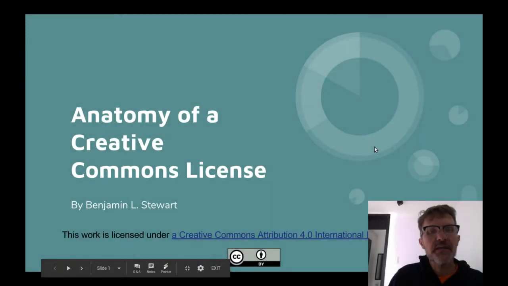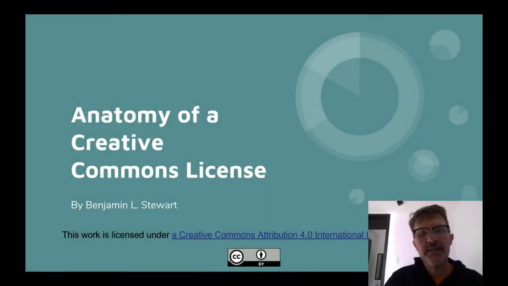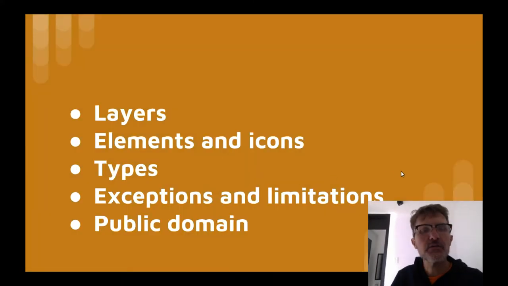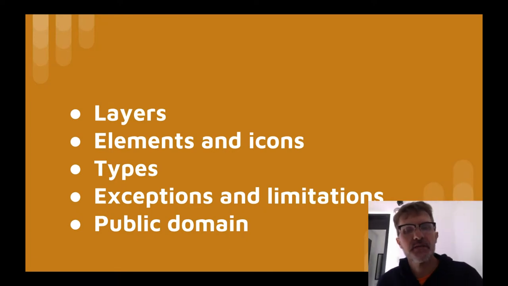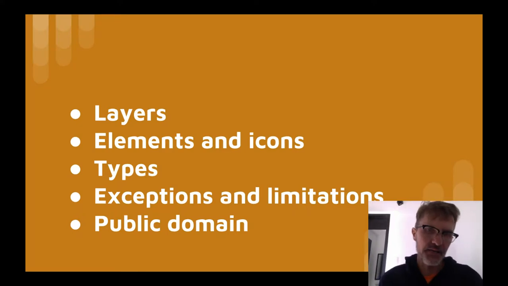Today we'll talk about the anatomy of a Creative Commons license. During this presentation, we'll basically look at the three different layers of a Creative Commons license. We'll look at four distinct elements and different icons that are related to Creative Commons. And we'll look at the six different types of Creative Commons license that are available. And we'll conclude by looking at some exceptions and limitations with regard to copyright and also public domain.